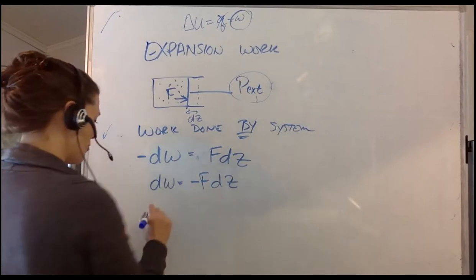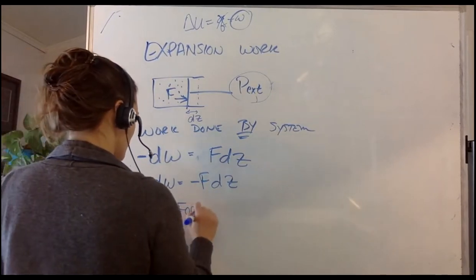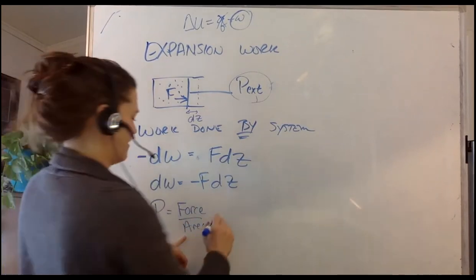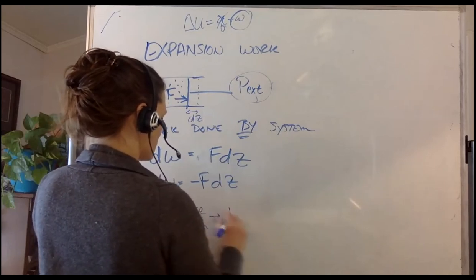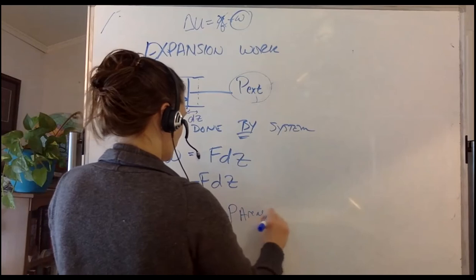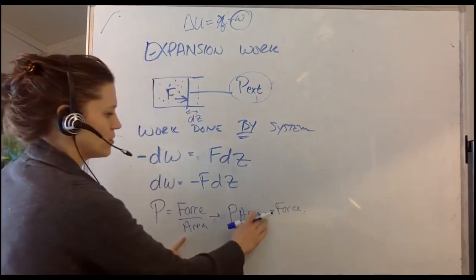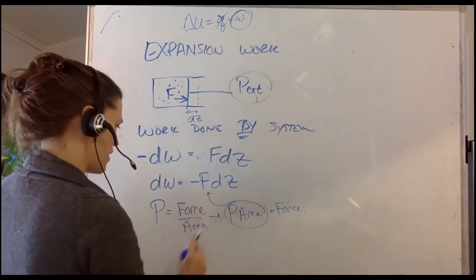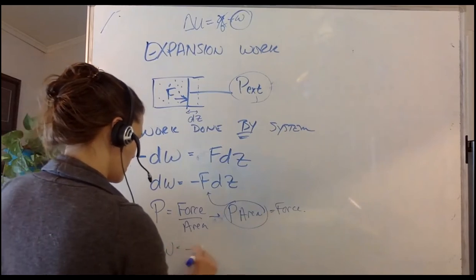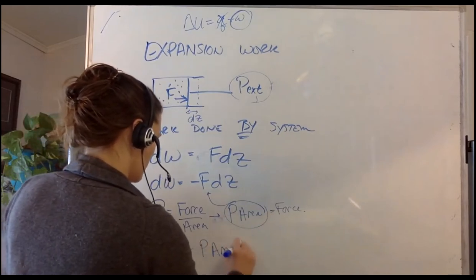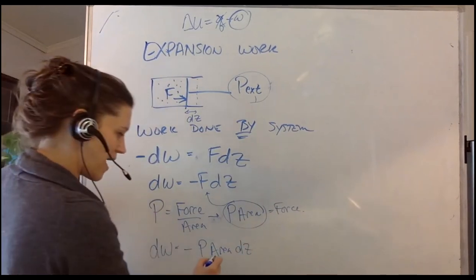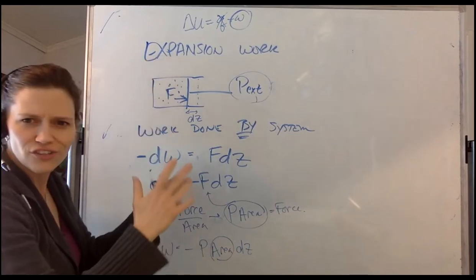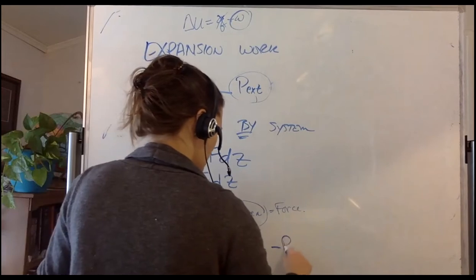But if you want to recall, P is equal to force over area, which then says P times an area is equal to force. Well, that's cool. So if that's the case, then I can take P times an area and put it into here. So dW is equal to minus P times an area dz. But this, an area times a dz, well, that's just a change in volume. That's cool. Minus P dV.